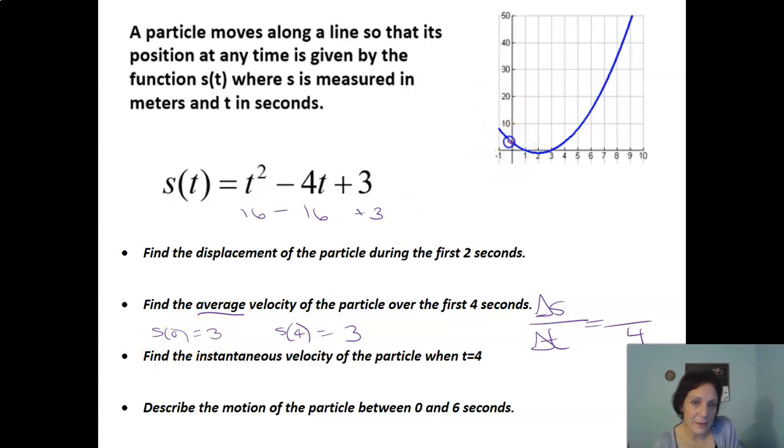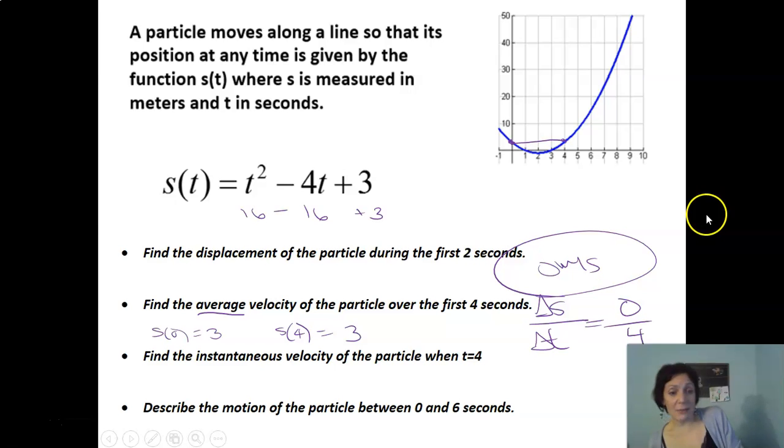Look at this graph. Here it is at 0 seconds. Here it is at 4 seconds. Ooh, what's the slope of that line? A big fat 0. So its average velocity over the first 4 seconds is 0. So our answer here for average velocity is 0 meters per second.